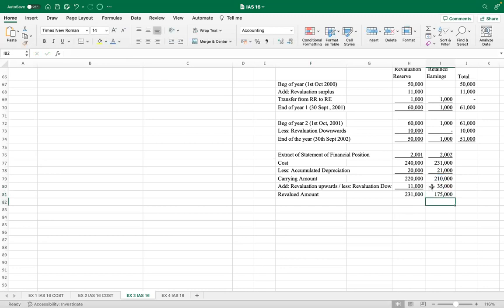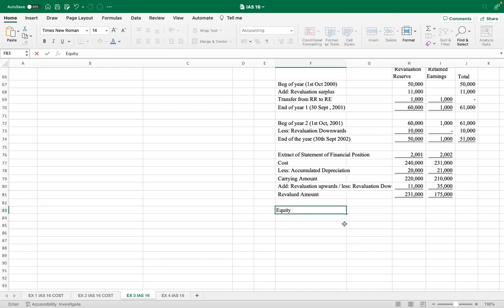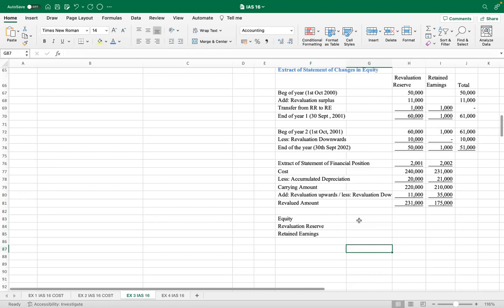So your balance sheet must give you the fair values. And we said the fair value at the end of year one was 231,000. That is where we started from. The fair value at the end of year two was that. Now equity, there was also equity. So you show the equity, there was revaluation reserve, and there was retained earnings.